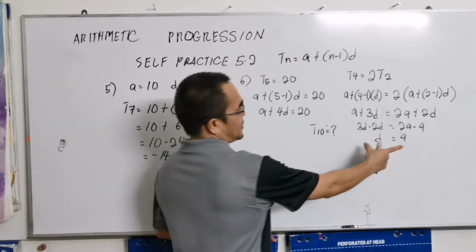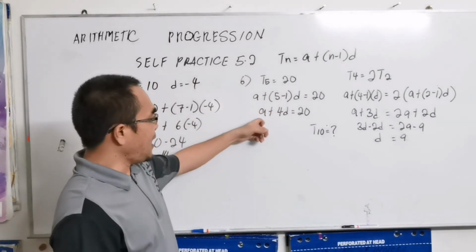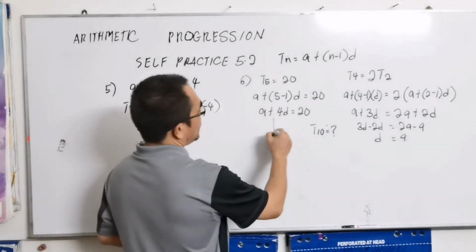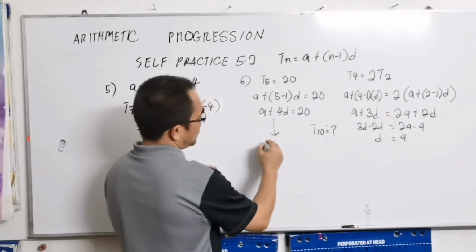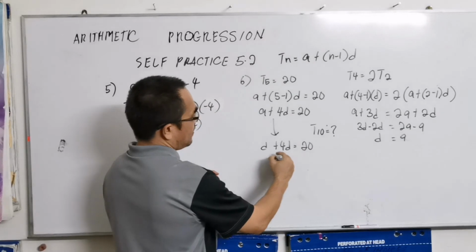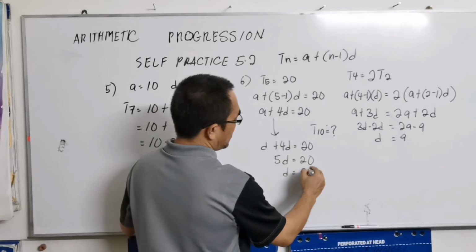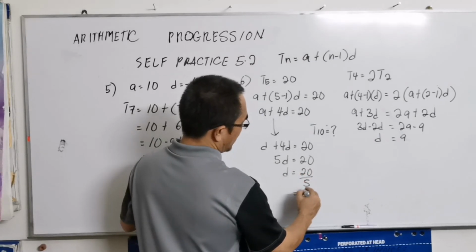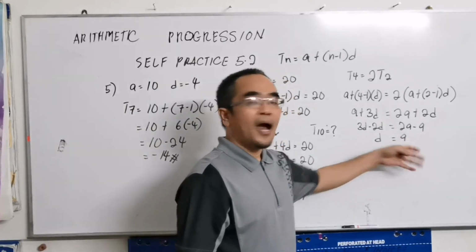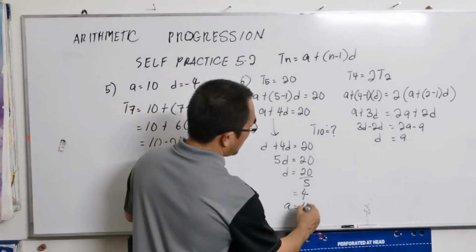Since the value of A and D are equal, you can replace A as D or D as A. So from this equation, I replace A as D. So here D plus 4D equals to 20. 5D equals to 20. D is 20 over 5, which is 4. Since D and A are equal, if D is 4, A is also 4.